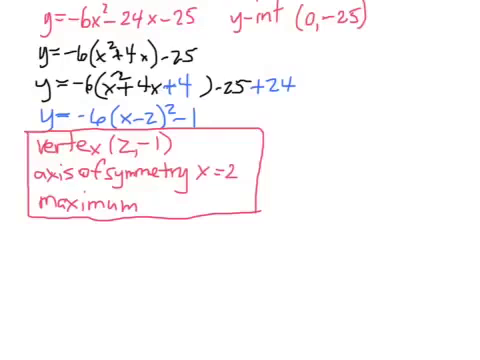b over 2 squared is 4. So I'm adding negative 24 here. So I've got to add positive 24 right here to counteract. That means when I factor this, x squared plus 4x plus 4, I get negative 6 times x plus 2 squared minus 1, and that means my vertex is at negative 2, negative 1. The axis of symmetry goes through x equals negative 2, and it opens down. This is a maximum point.